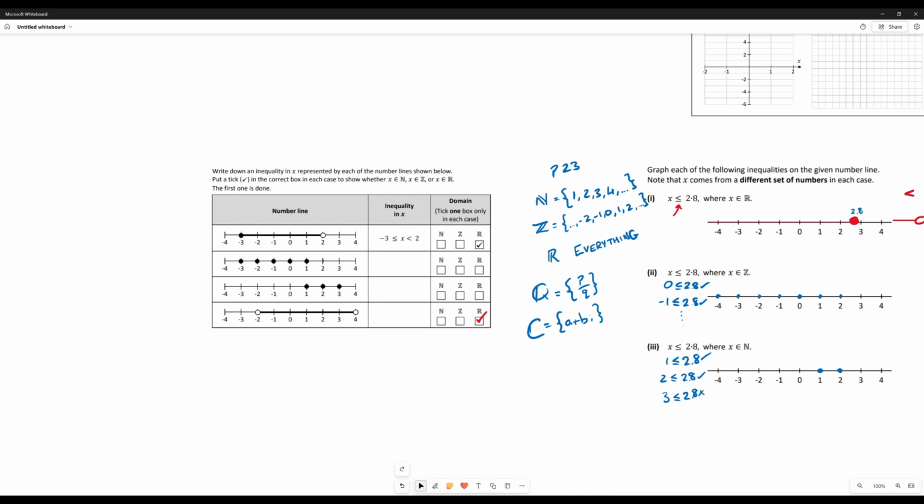Now, the second one, so it's dots, so it's either N or Z, but it includes negative numbers. So it has to be Z because N does not have any negative numbers in here. It's all positive, so we do not include them. So immediately that's Z. Now here's the thing. There's a couple of different answers we could do here. You'll notice they do minus 3, minus 2, minus 1, 0, 1. So the most basic answer would be minus 4 is less than X is less than 2.